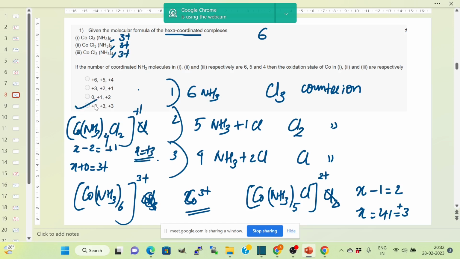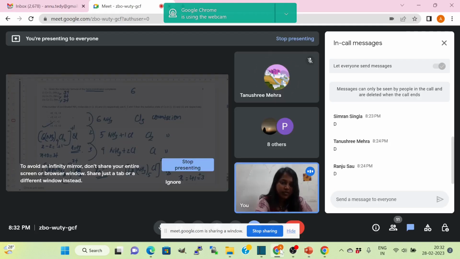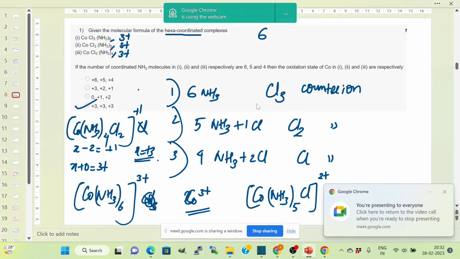So option D is the right answer. All of you chose right. Yes, good. So option D is the right answer. I think it is clear, right? Now is it clear?